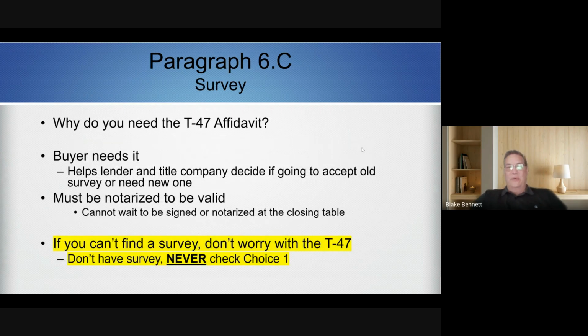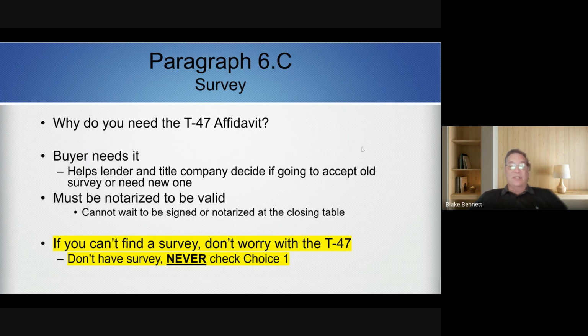Why do you need the T47? Well, the buyer's the one that needs it. In fact, the buyer's lender needs it, because it tells the lender and the title company whether they're going to accept the old survey or need another one. This T47 has to be notarized to be valid. You cannot wait to have it signed or notarized at the closing table either. If you cannot find your survey, don't worry about the T47 at all. You don't have a survey, never check choice one.